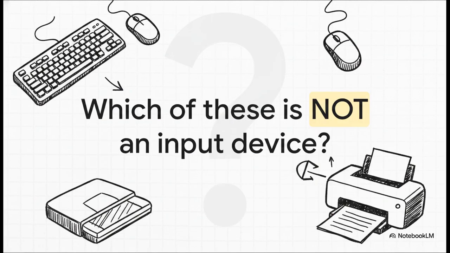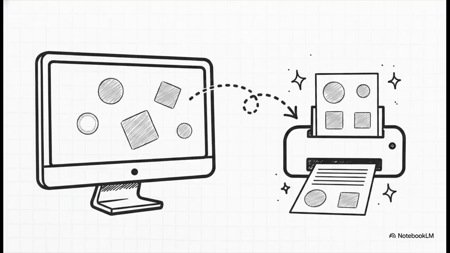Let's test that component knowledge one more time. We've got a keyboard, mouse, printer, and a scanner. Which one of these is not an input device? Which one just doesn't belong? The printer is the odd one out. The printer is an output device for sure. It produces a physical copy of a document or image, taking that digital information from the computer and bringing it right out into the real physical world.